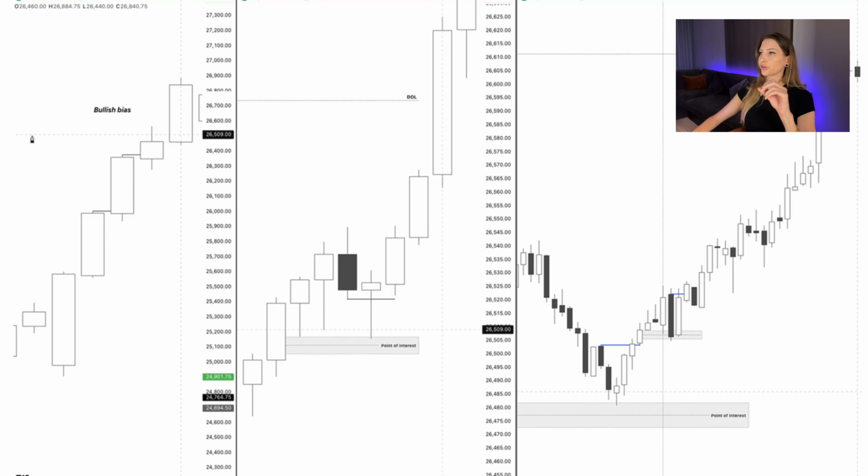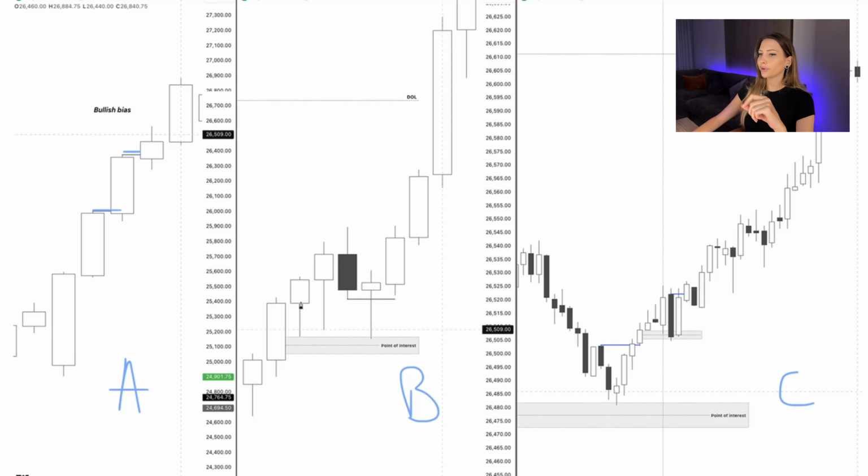I do not take a trade unless three conditions are met. I call them A, B, and C. Condition A. In this case, we are on the daily on NQ, and we can see that candles are closing above previous day high. So it's a clear bullish bias. Condition B, the middle time frame. In this case, we are on the 30 minutes on NQ, and this time frame needs to confirm the narrative.